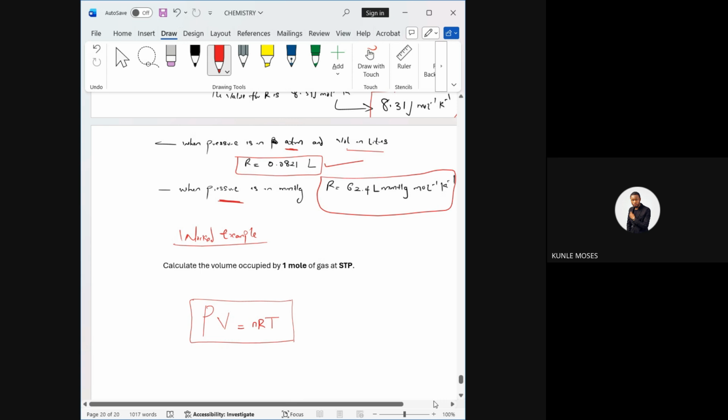Suzanne, you don't understand it. It is very simple now. What don't you understand there? This is the formula, right? PV equals nRT. Do you understand the formula, Suzanne? Okay, so what's the issue? Is it your R value?